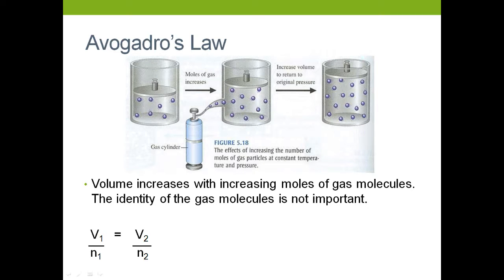Avogadro noticed that the volume increases with increasing moles of gas molecules. The identity of the gas molecule was not important, he found. His relationship can be summarized as V1 over N1 equals V2 over N2, where N is the number of moles.